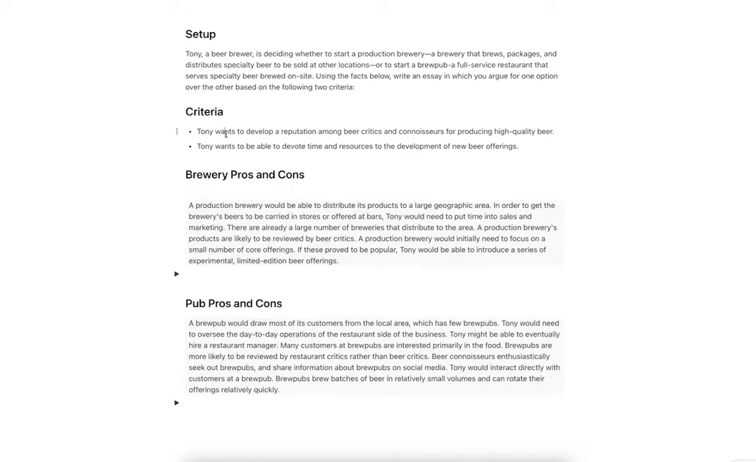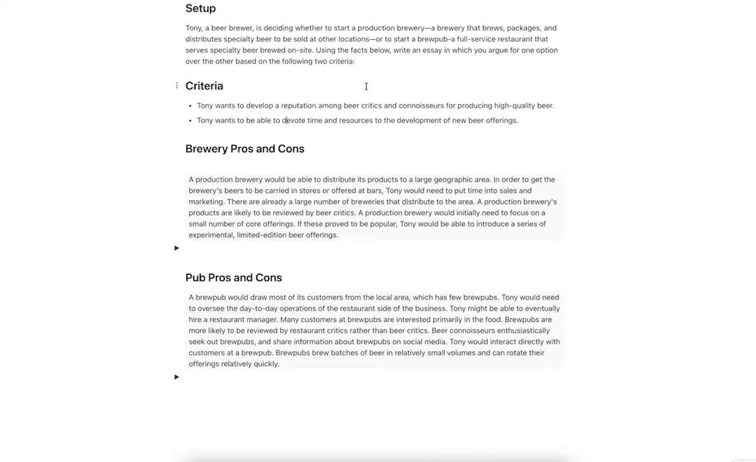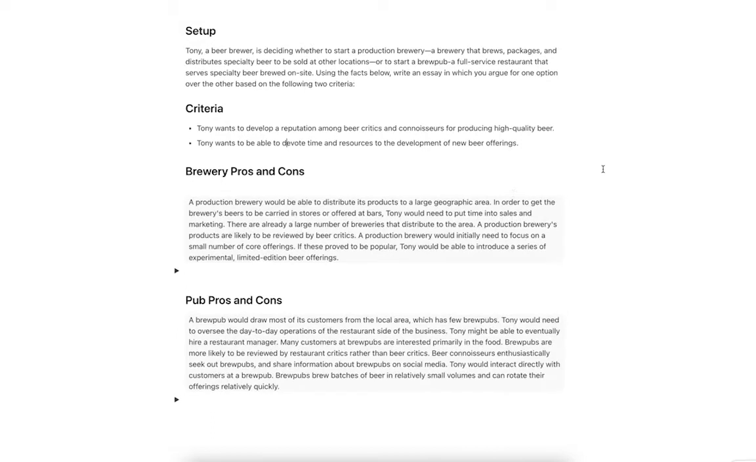So criterion number 1, Tony wants to develop a reputation among critics and connoisseurs for fine beer. And criterion number 2, Tony wants to be able to devote time and resources to developing new beer offerings. So he wants time for beer R&D. After the criteria comes the substance of the prompt. You get two paragraphs of information, and again, one for each of the two choices.